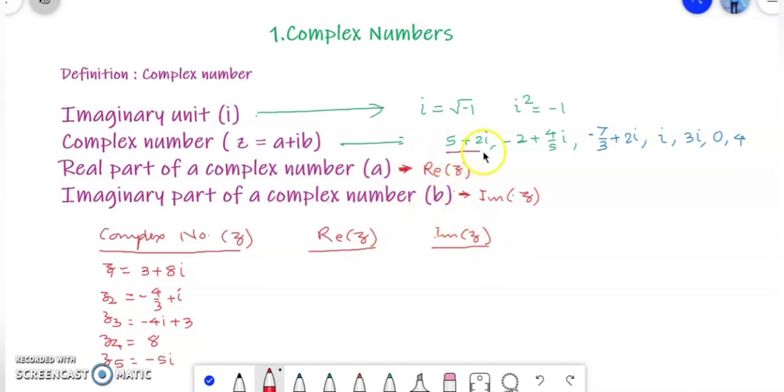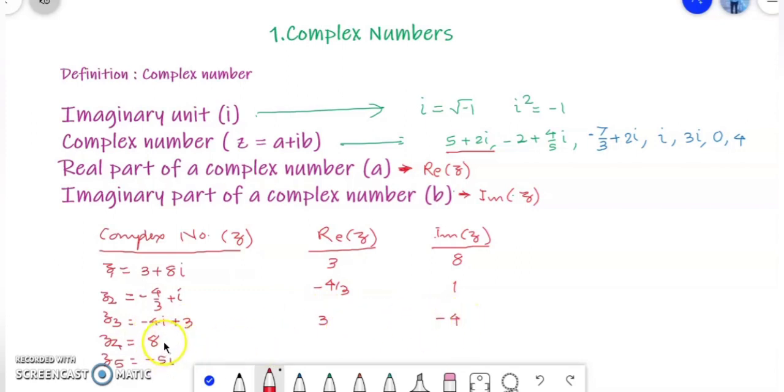For 5 plus 2i, the real part is 5 and the imaginary part is 2. Both 5 and 2 are real numbers. In the first case, the real part is 3 and the imaginary part is 8. In the second example, the real part is minus 4 by 3 and the imaginary part is 1, since i means 1i. In this case, it's written minus 4i plus 3, but you have to read it as a plus ib. That means the real part is 3 and the imaginary part is minus 4.